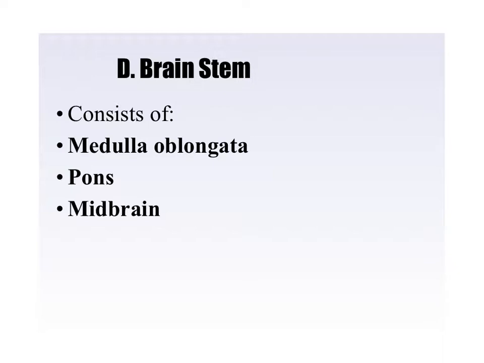Today we're going to go over the brain stem, which consists of the medulla, or the medulla oblongata, that is the most inferior, or the lowest. Then you've got the pons, it's in the middle, and then the midbrain, which would be the most superior portion of the brain stem.